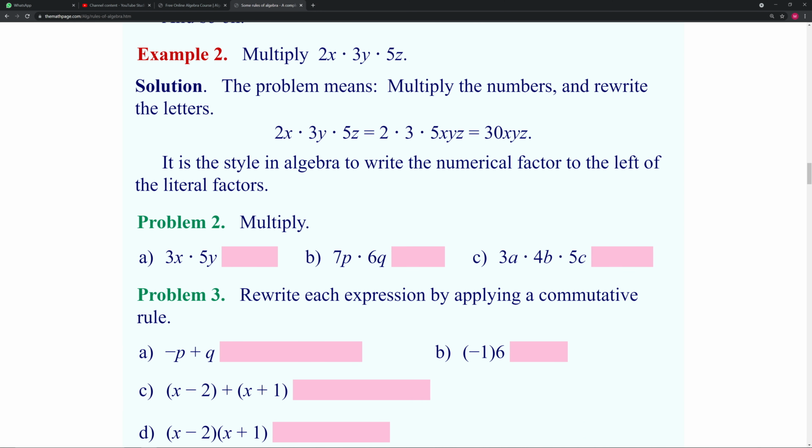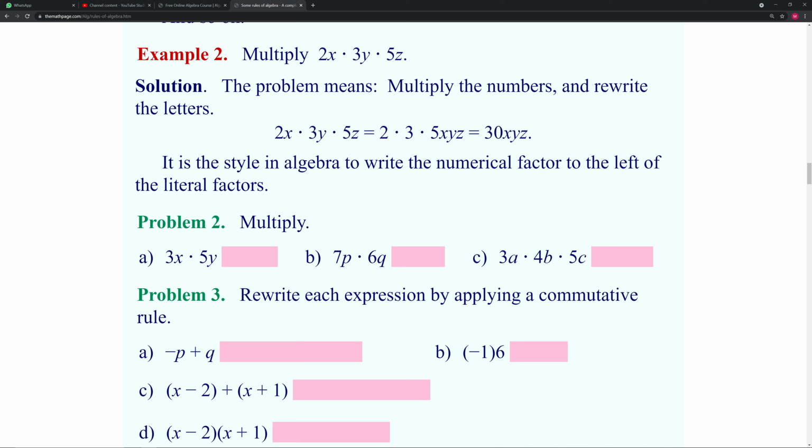Let's scroll up, and we are saying multiply 2x by 3y by 5z. This raised dot represents multiplication, and we use a raised dot for multiplication in algebra so as not to confuse an x with a multiplication symbol. Right, so multiply 2x by 3y by 5z.